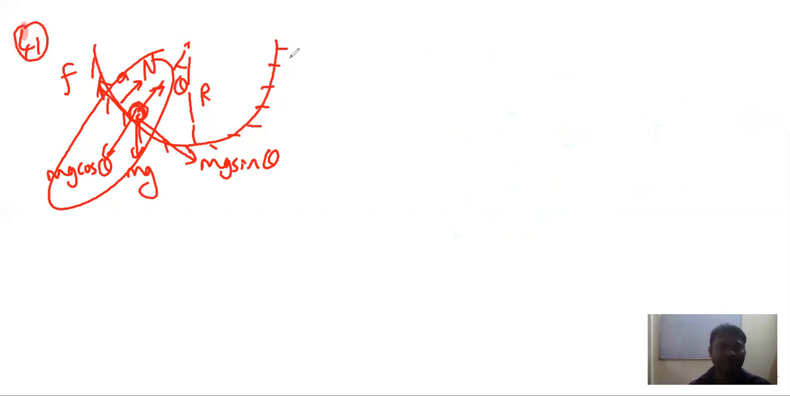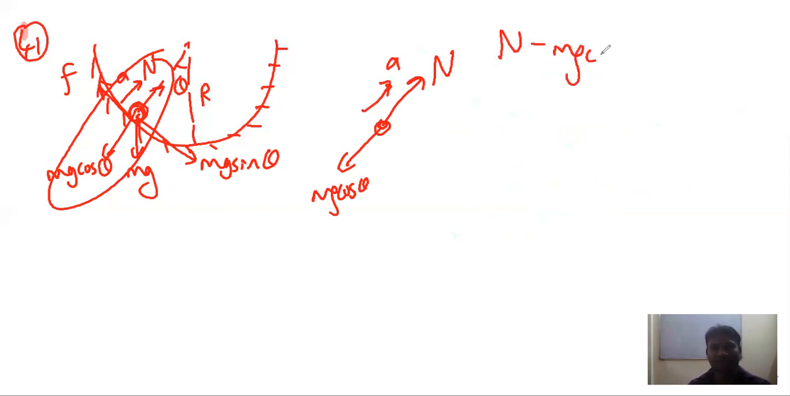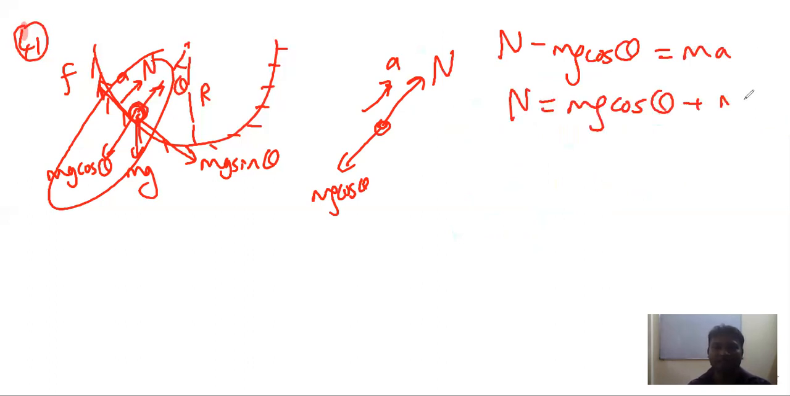So based on that, we have big force, which is N minus mg cos theta, opposite direction, is equal to ma. So N minus mg cos theta equals ma. So N equals mg cos theta plus ma, which is v square by r.